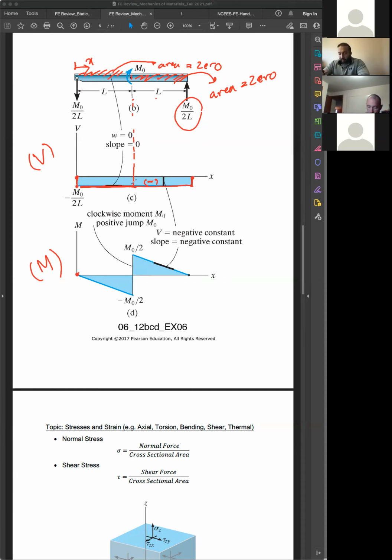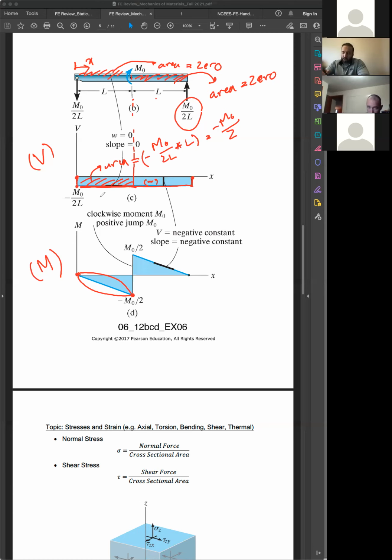The area under the shear for this portion is what? If you think about it, it is negative m0 over 2L times the length, which is L. So it would be negative m0 over 2, correct? So you're going to reach negative m0 over 2. The question is, do I go with a straight line, a concavity up, a concavity down? Which way do I need to draw the line? Because you know the points, but you don't know how to connect them.